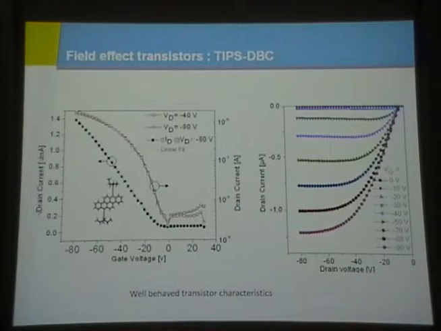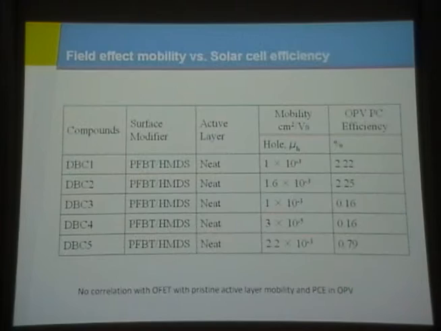And very nice transistor output characteristics. And now bring in a table of dibenzochrysenes with different substituents. This is about hole mobility of all the 5 compounds. We have it. And now they compare with solar cell performance. Unfortunately, they don't correlate. Of course, they are not expected to be that correlated. So all the mobilities are 10 minus 3 in these compounds.